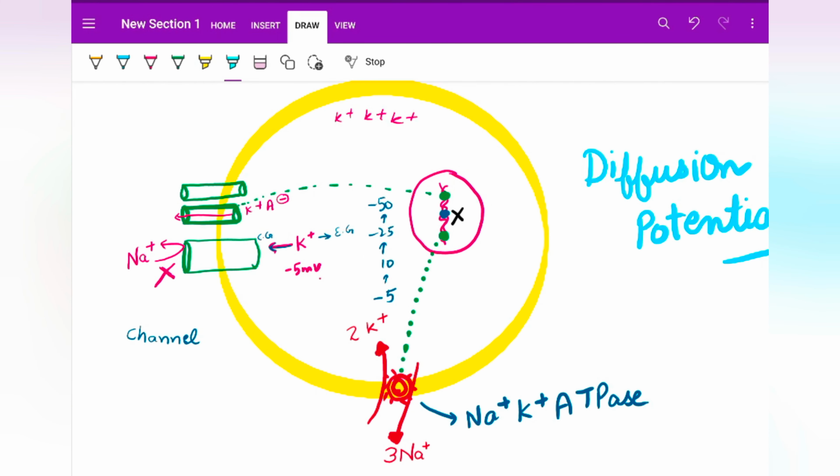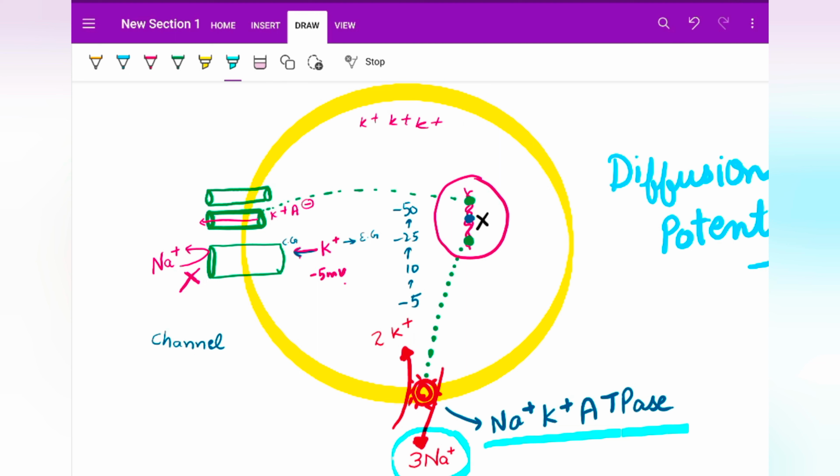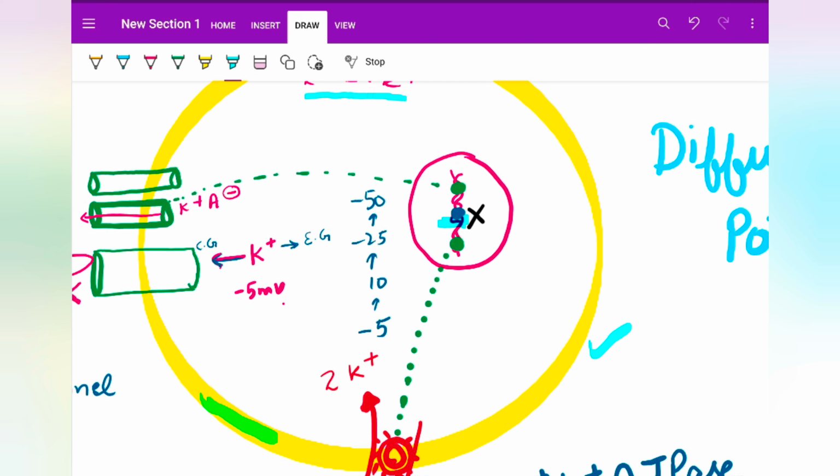See, first of all, sodium potassium ATPases throw all the sodium out. So outside is the sodium rich area. Alright, and it concentrated the potassium inside. So inside is the potassium rich area. See, along the concentration gradient, this sodium would love to come in because it has a higher concentration outside and a lower concentration inside. So it wants to move from outside to inside. But what is happening is the cell membrane of this cell is not permeable for sodium because there are no channels available. Why are there no channels available? Because the gene which was responsible for making channels for sodium is not working.